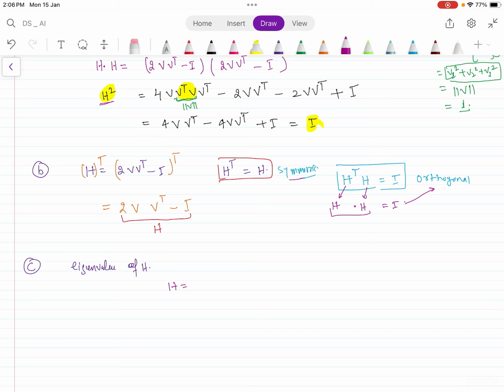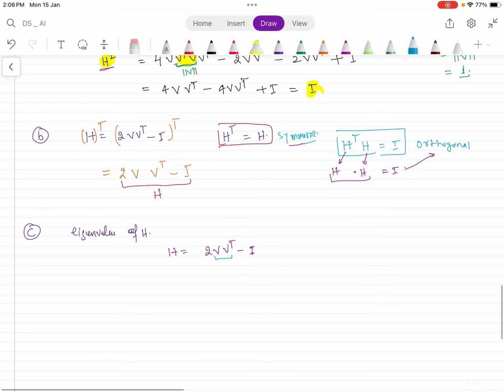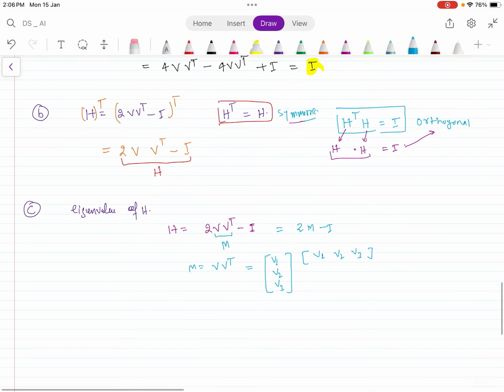H we have given, that is 2 v v transpose minus I. Now we have to find the eigenvalue of this H, right? Let's assume that this is some matrix M. Then we can write this as 2M minus I, where M is equal to v v transpose, right? And this v is v1, v2, v3, and this v transpose is v1, v2, v3.